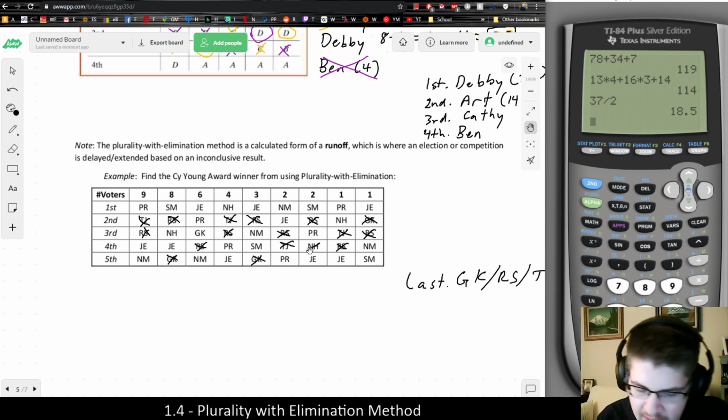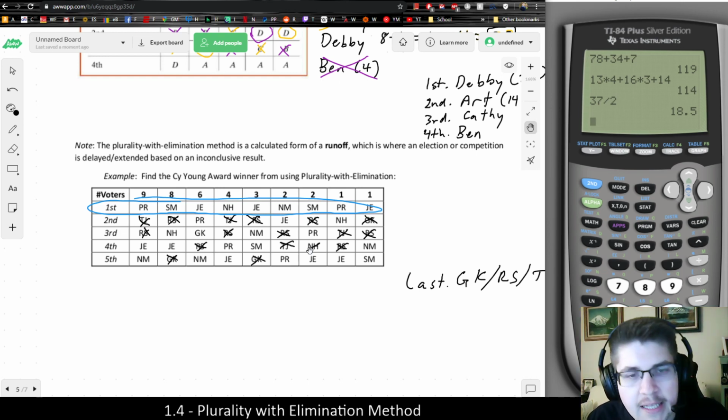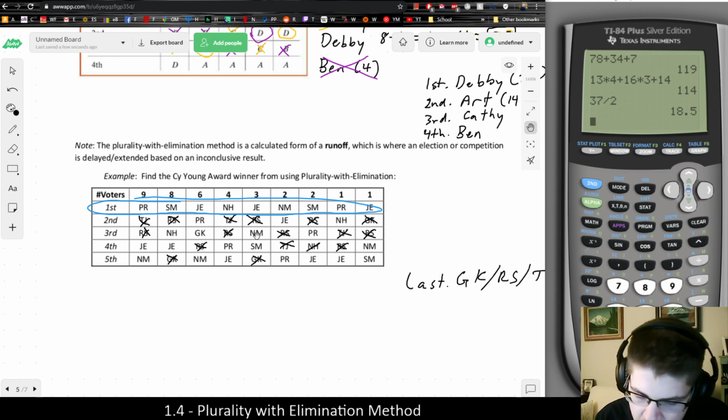Next up, again under straight plurality, we want to start off by knowing how many first place votes everyone has, which we did already when we looked at the board count example. 3 people were tied with 10, PR, SM, and JE, and NH had 4, and NM had just 2. So next would be NM with only 2.